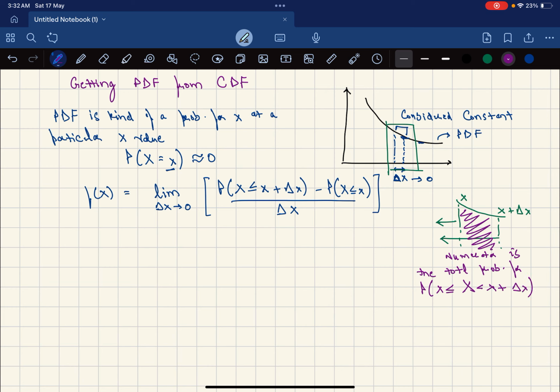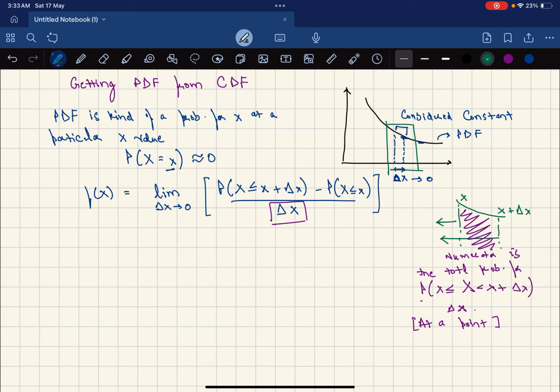Now, since we are calculating the probability for multiple values of x whose range is delta x, to get a probability at a point, we need to divide the sum of all the probabilities for delta x by delta x, so that we get the probability at a particular point, and therefore we use delta x in the denominator here.